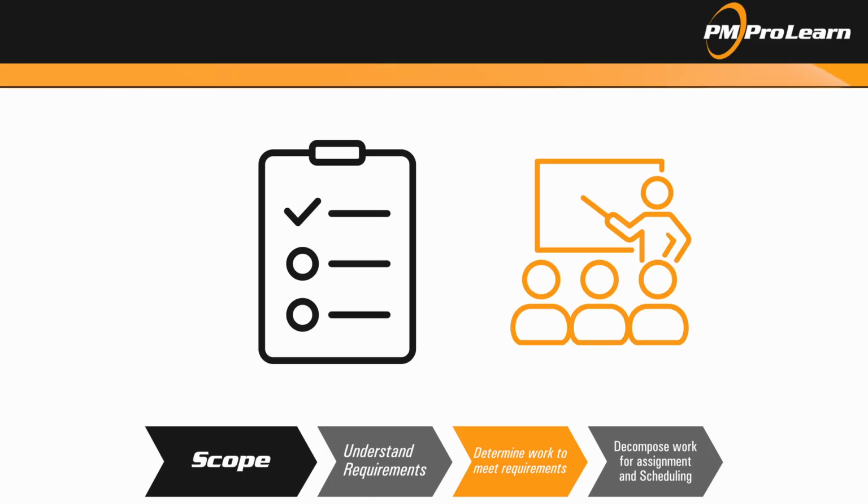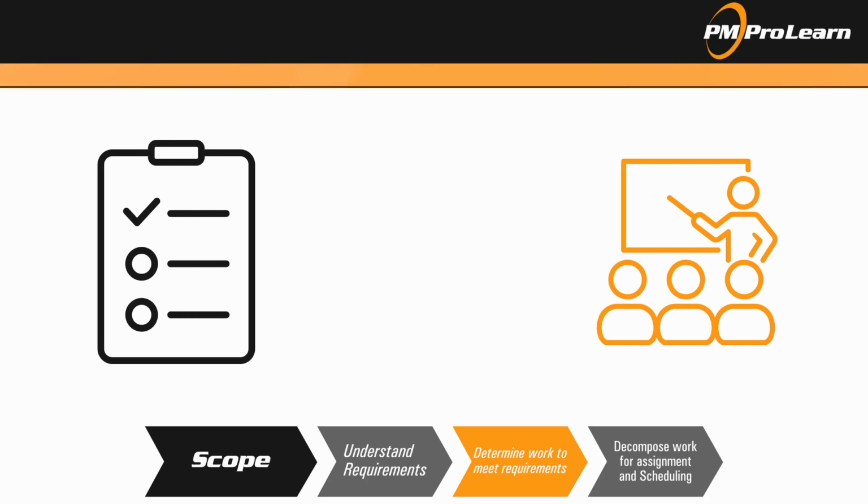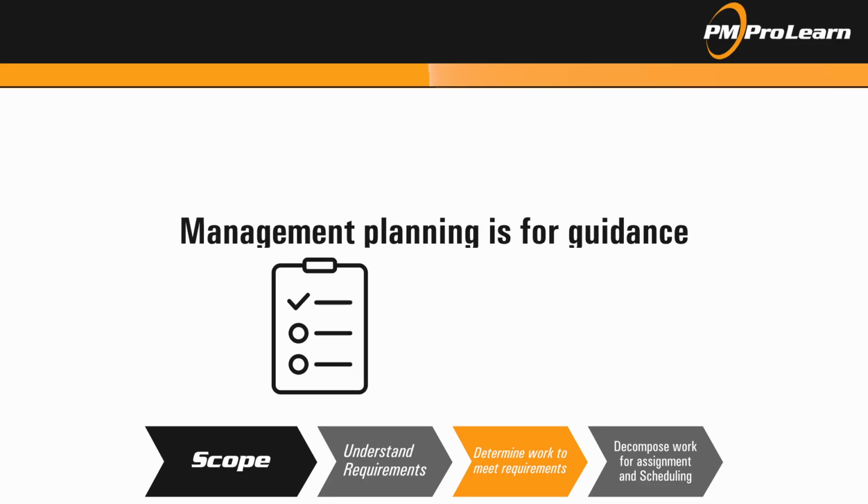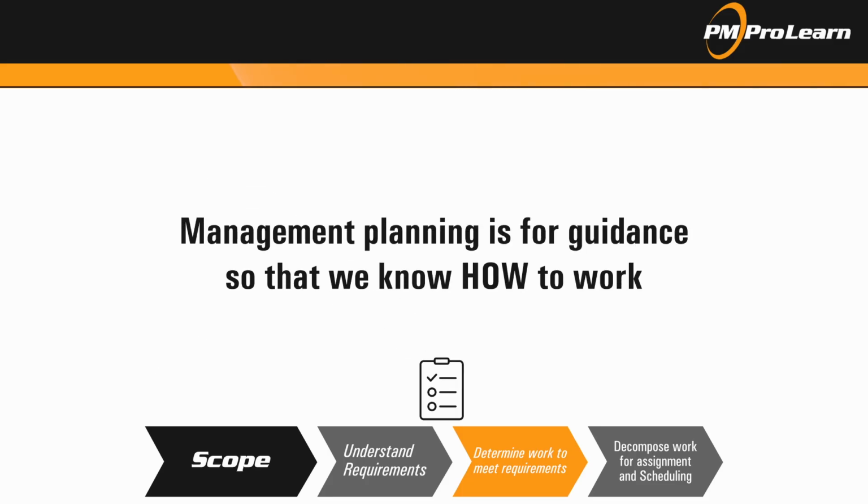Scope planning focuses on creating guidelines for managing the project's scope. It addresses questions like how we handle scope changes, how we gather requirements, how we prioritize them, and how we even break down the scope. Essentially, it's about how to manage the scope, not what the scope is.